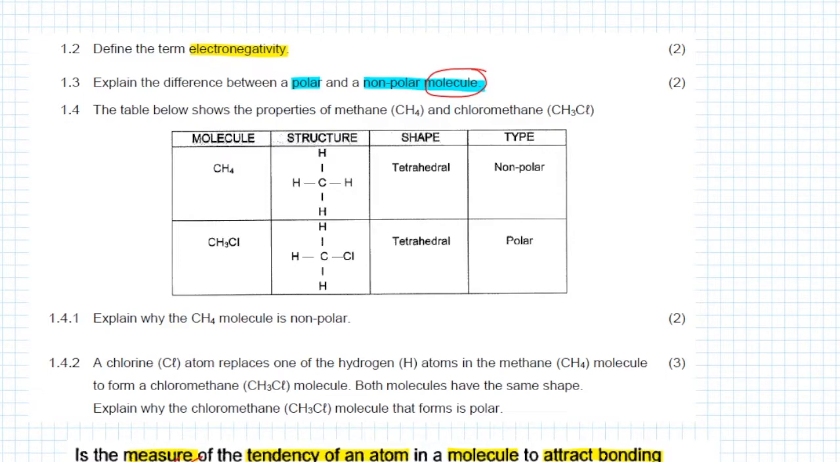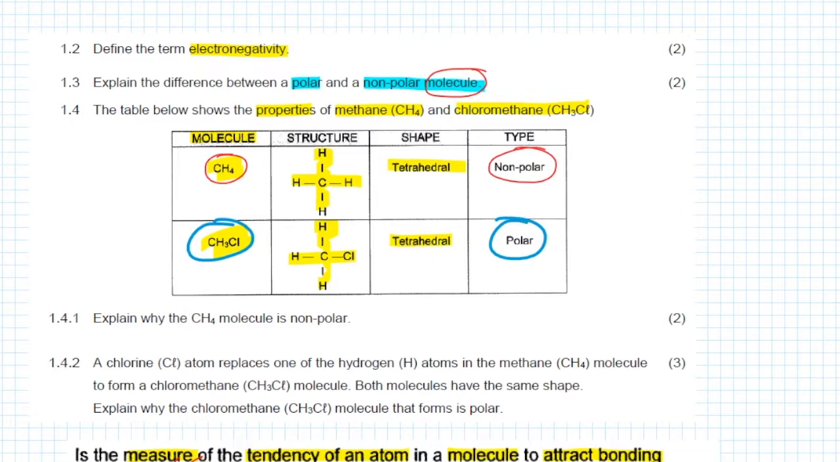On to question 1.4, it says the table below shows the properties of methane and chloromethane. We see the molecular formula, CH4 for methane and CH3Cl for chloromethane. Their structures look very similar, and that is because they both have a shape called tetrahedral. But we see there's a difference. The methane molecule is non-polar, while chloromethane is polar, and that is important to take note of.